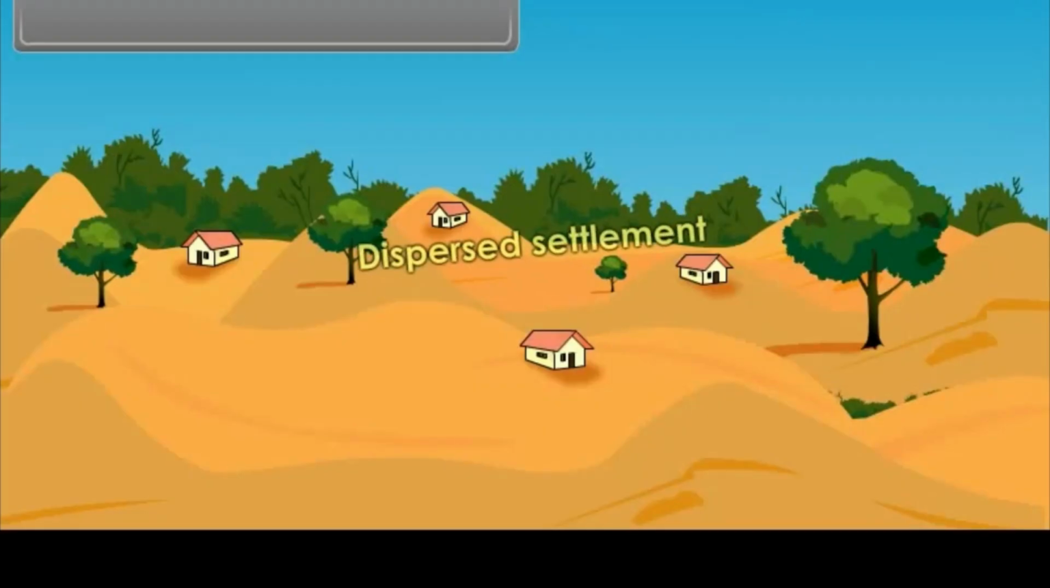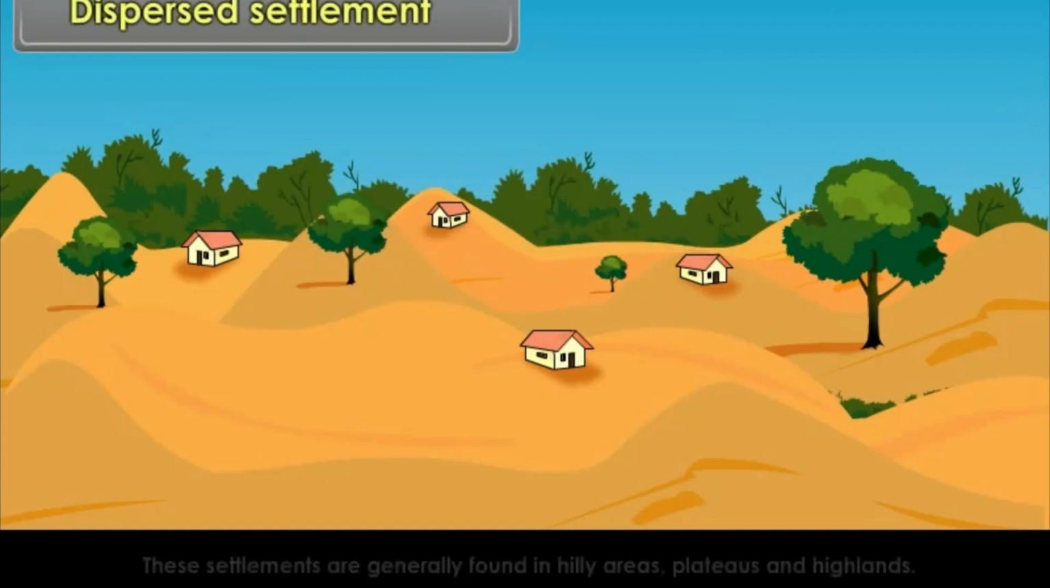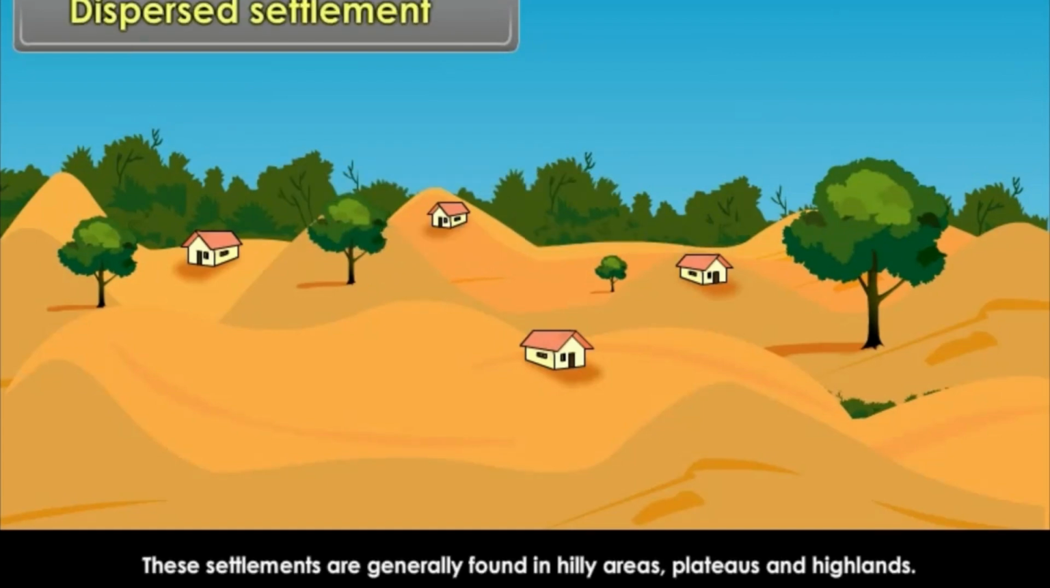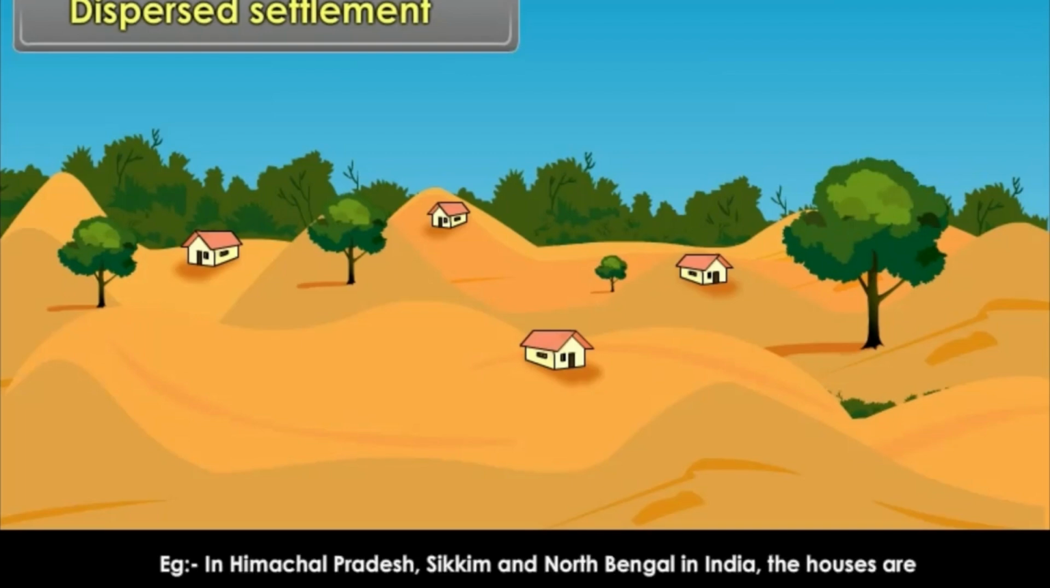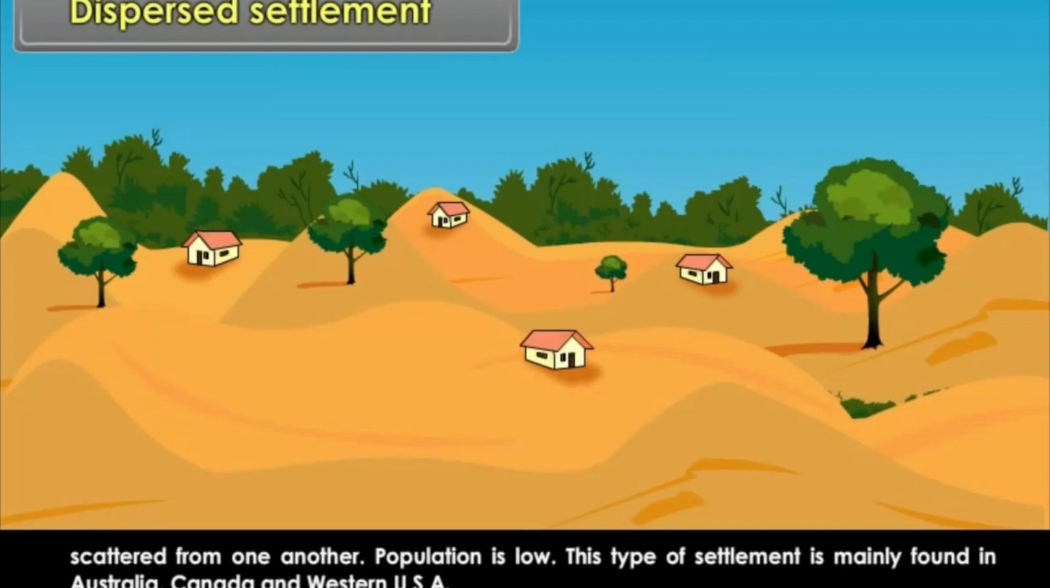Dispersed settlement. These settlements are generally found in hilly areas, plateaus and highlands. Example, in Himachal Pradesh, Sikkim and North Bengal in India, the houses are scattered from one another. Population is low. This type of settlement is mainly found in Australia, Canada and Western USA.